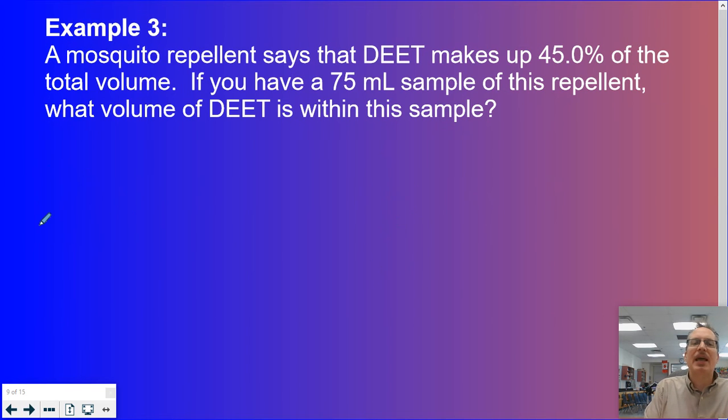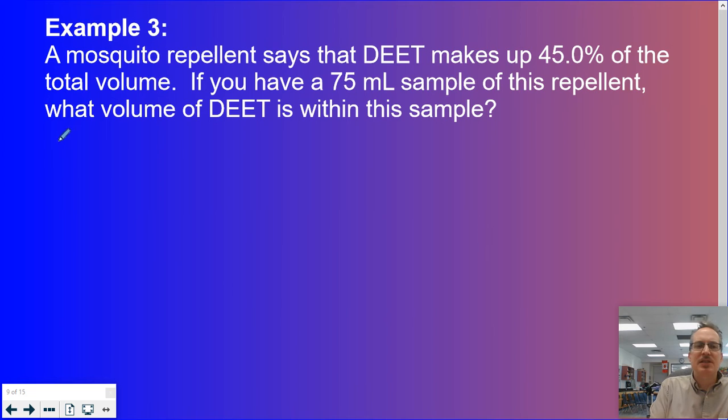Okay, last question again. I would copy it down. This one's a little bit harder. I would, again, organize the left-hand side and then see if you can do this question for yourself. So example 3, a mosquito repellent says that DEET makes up 45% of the total volume. If you have a 75 milliliter sample of this mosquito repellent, what volume of DEET is within the sample?